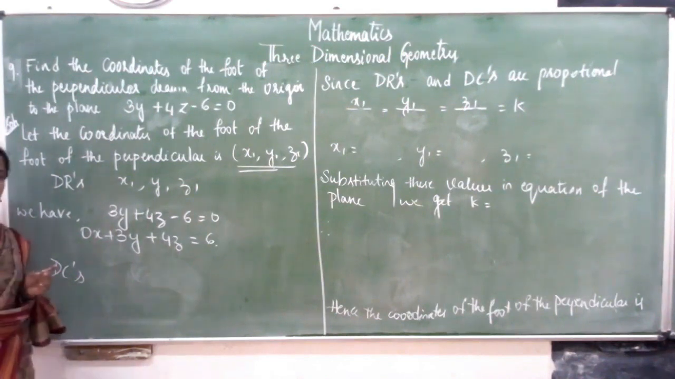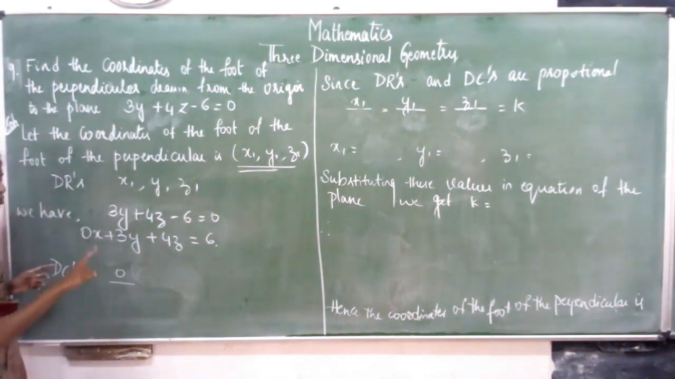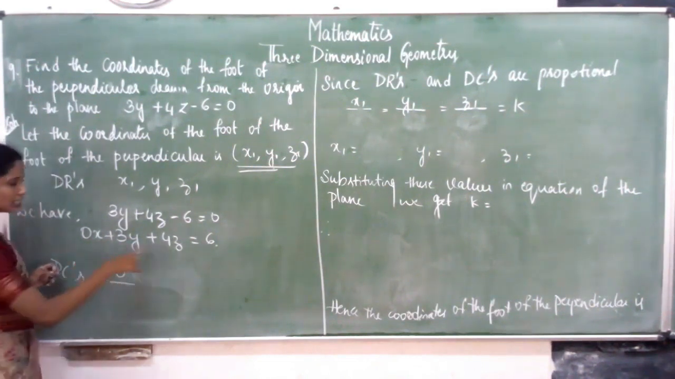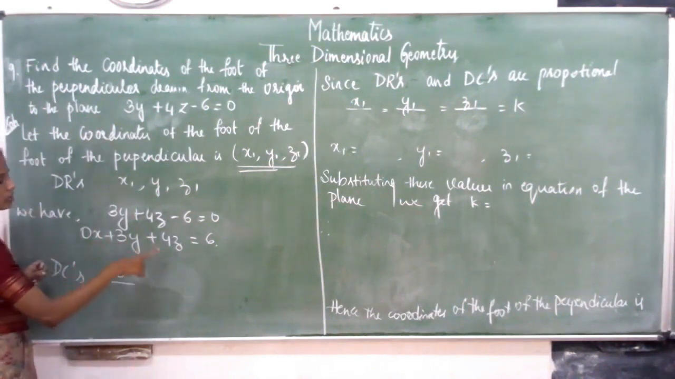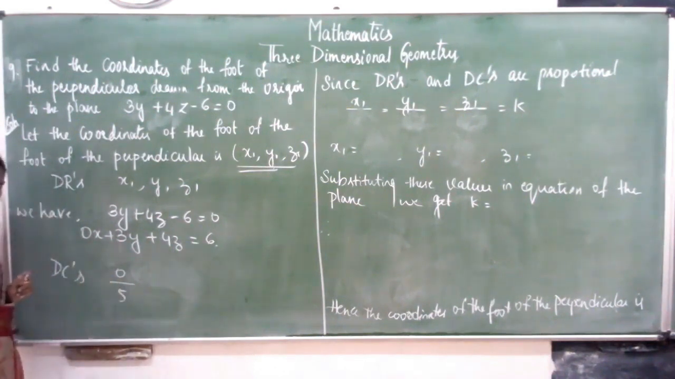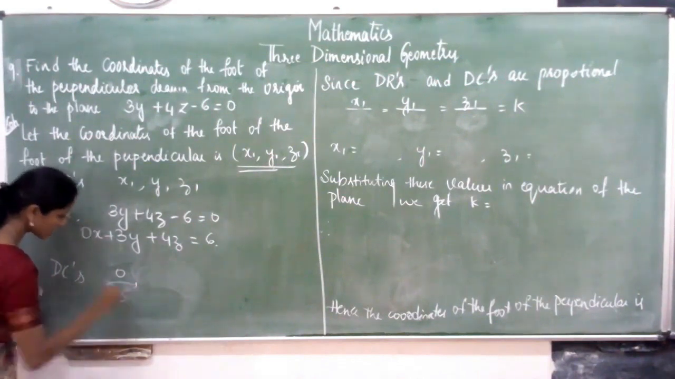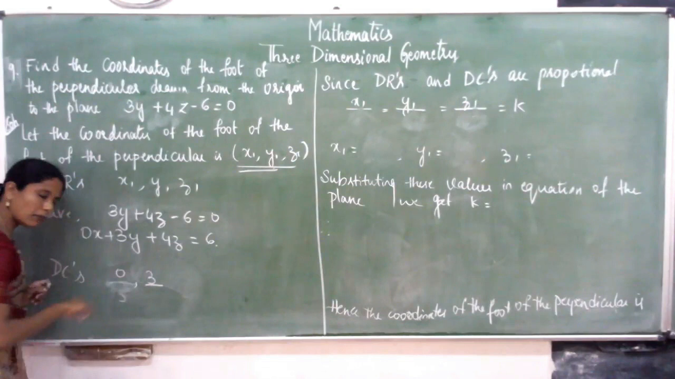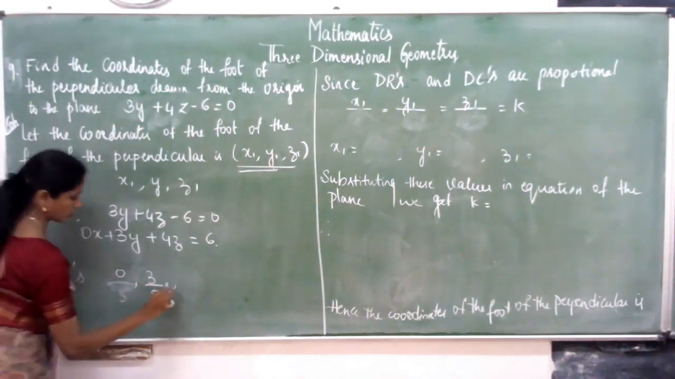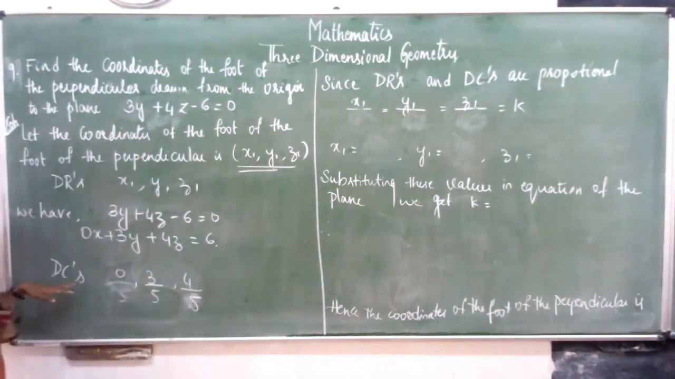Direction cosines are nothing but a by root of a square plus b square plus c square, b by root of a square plus b square plus c square, and c by root of a square plus b square plus c square. Here, a is 0, divided by root of 0 square plus 3 square plus 4 square. So 3 square is 9, 4 square is 16, root 25 is nothing but 5. So 0 by 5 is 0 only. Next, it is 3 by 5, then 4 by 5. So this is your direction cosines.